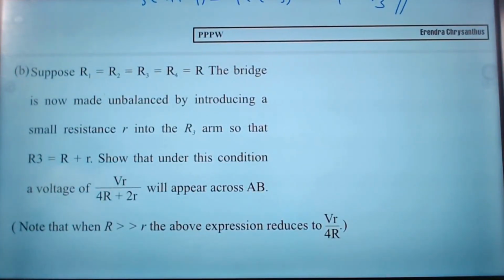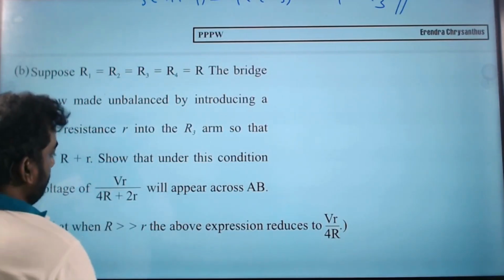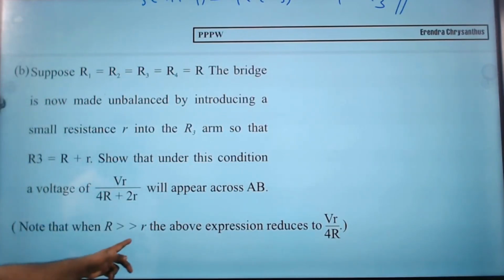Suppose R1, R2, R3, R4 are simple R, that means the bridge is balanced. It is now made unbalanced by introducing a small resistor, small r, into arm R3. So R3 is R plus r. So under this condition, the voltage is Vr divided by 4R plus 2r. Note that capital R is greater than small r. The above expression reduces to Vr over 4R.